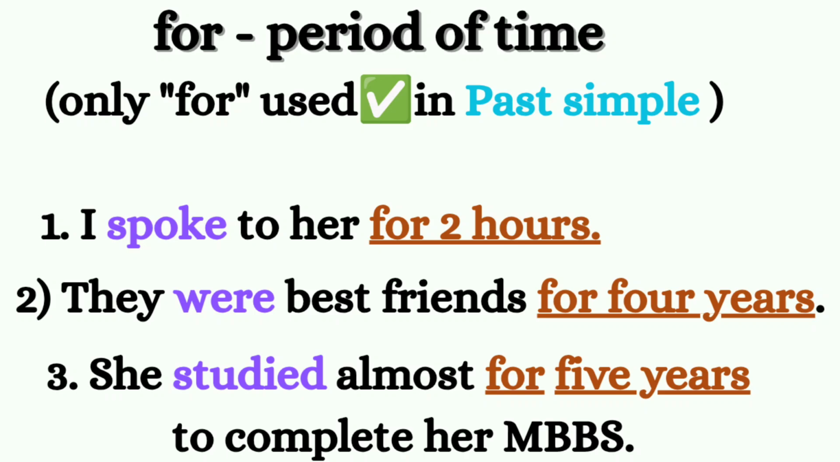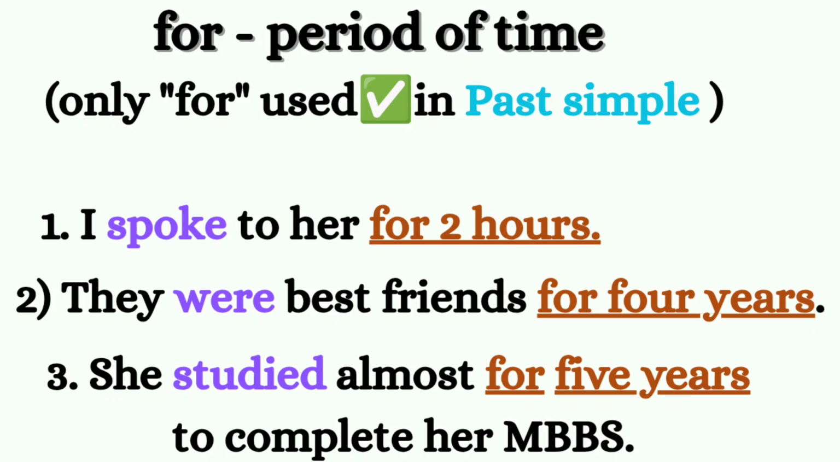We will see examples. I spoke to her for 2 hours. The action happened in the past. It was done. Right? They were best friends for 4 years. Earlier, they met each other and they became friends. So they were best friends for 4 years. It was permanent in the past.